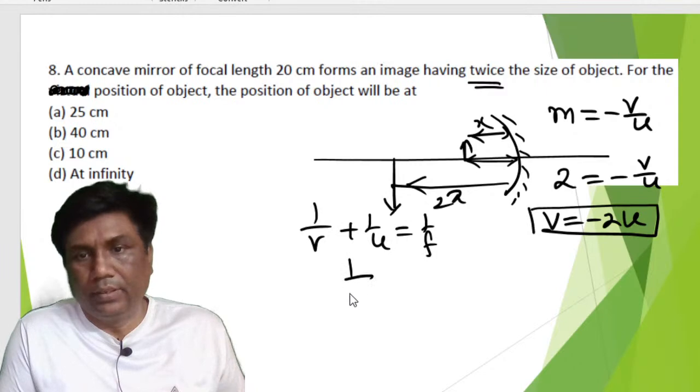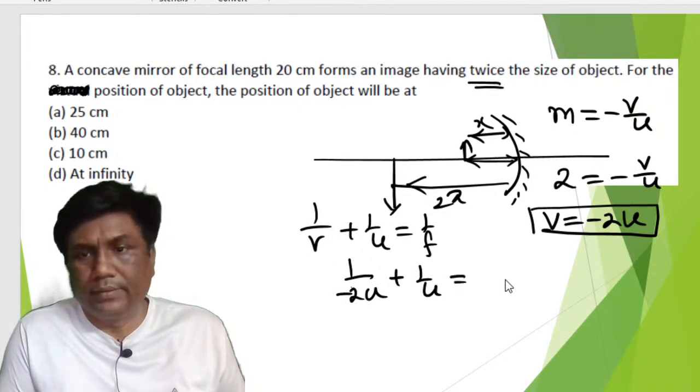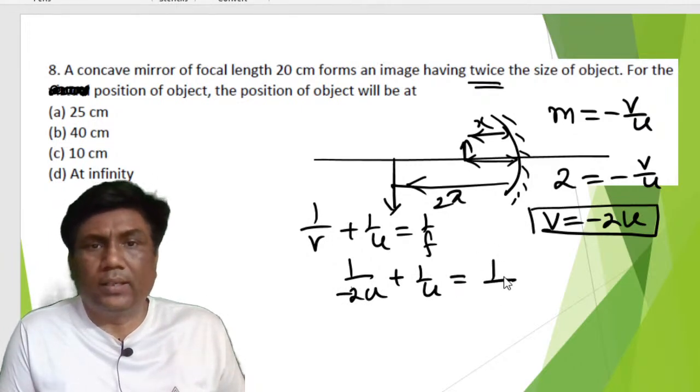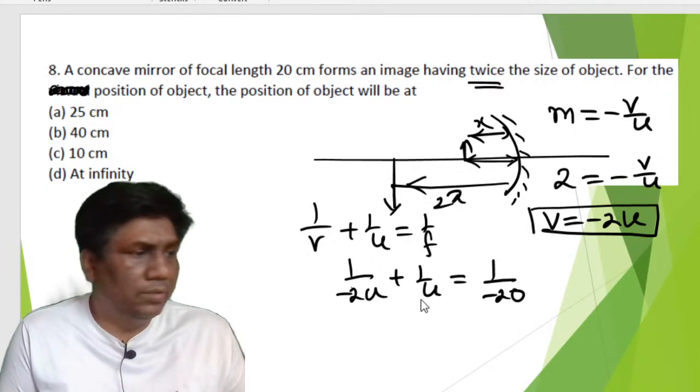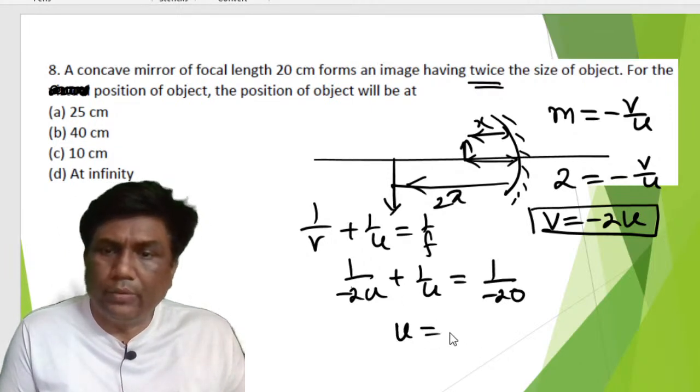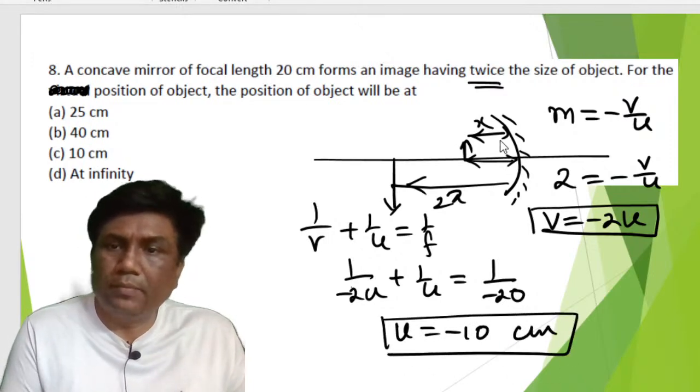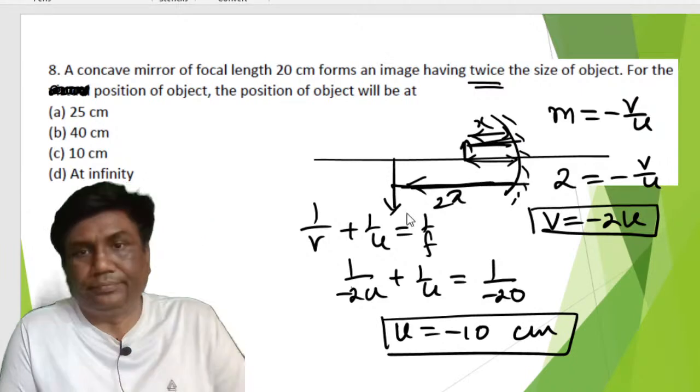1 by v is 1 by minus 2u, and u we do not know the value of. The focal length is, for a concave mirror, minus 20 only. So you have to just solve it, take the LCM and all, and you are going to get u equal to minus 10. It means the object distance should be minus 10, and the image distance will be minus 20, like that.